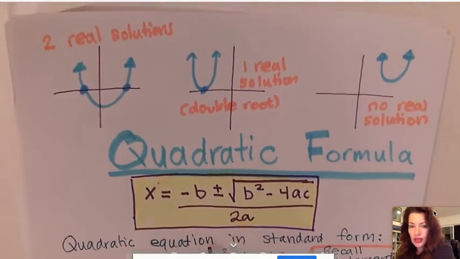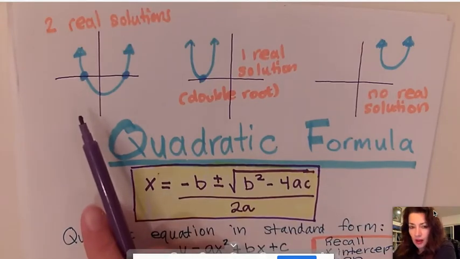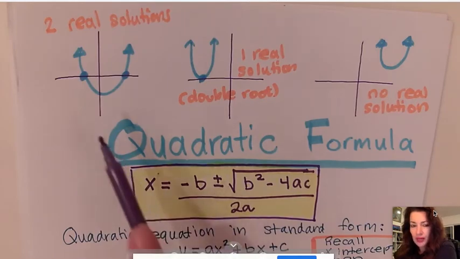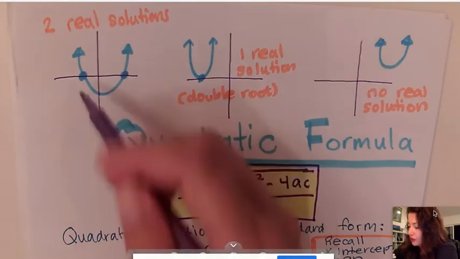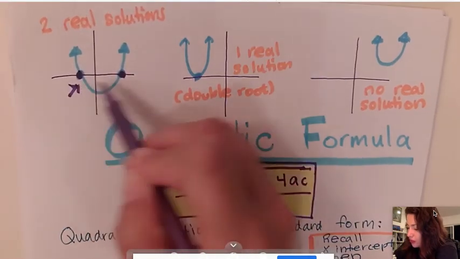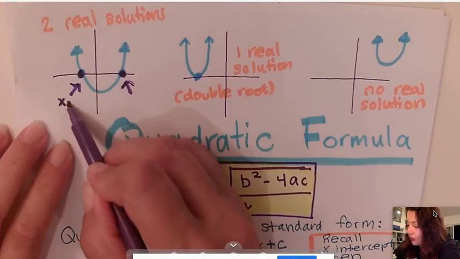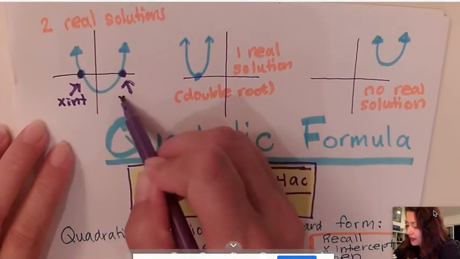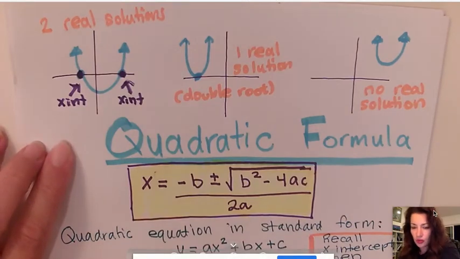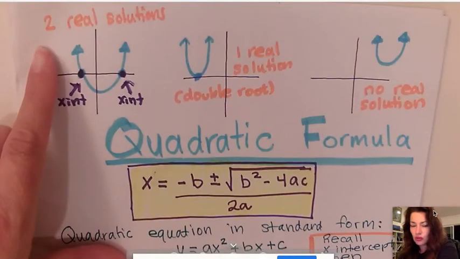So if we're looking at a graph, there could be three types of situations. We can use the quadratic formula and end up with two real solutions, where this would be one of the solutions and this would be the other. In other words, where the graph crosses the x-axis. So those are x-intercepts. We also call them solutions. So you can see two of them. That would be two real solutions.